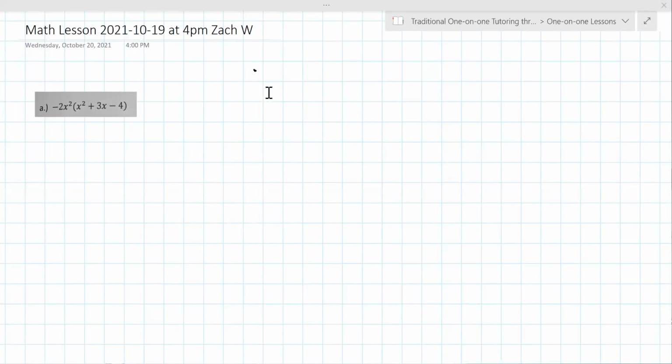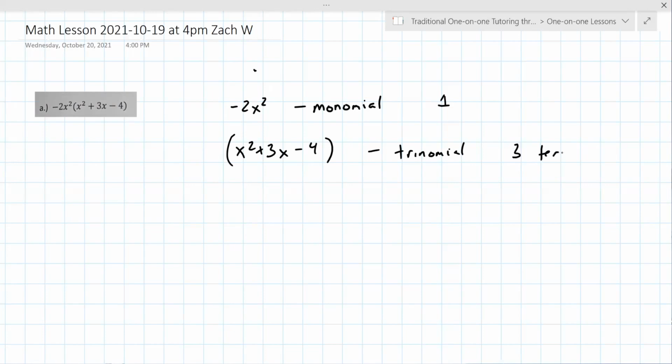Great. So minus 2x squared is a monomial, and it's a monomial because there's one term. X squared plus 3x minus 4 is a trinomial because there are 3 terms. And if there's more than 3, is it like a binomial or something like that?